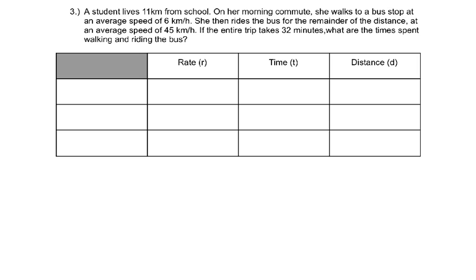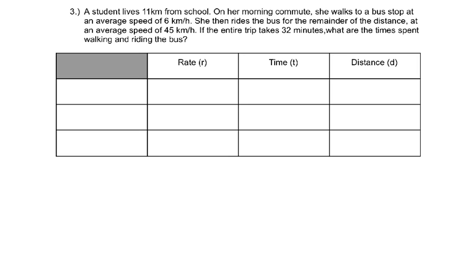A student lives 11 kilometers from school. On her morning commute, she walks to a bus stop at an average speed of 6 kilometers per hour. She then rides the bus for the remainder of the distance at an average speed of 45 kilometers per hour. If the entire trip takes 32 minutes, what are the times spent walking and riding the bus?